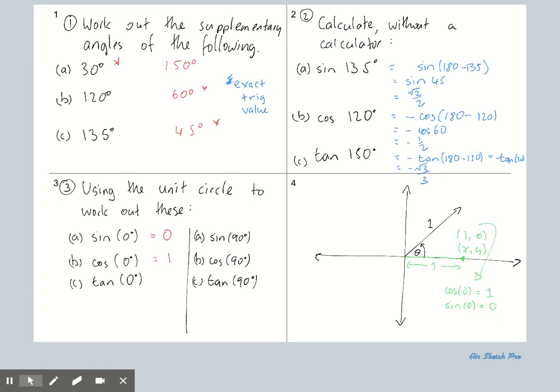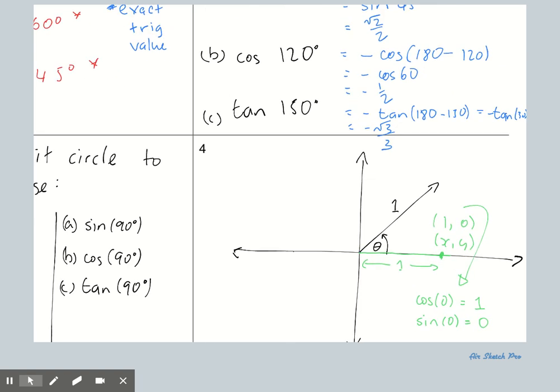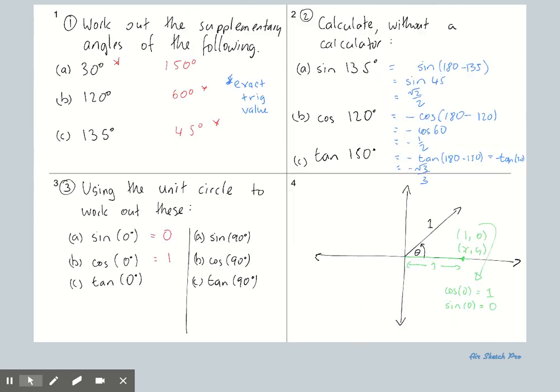That's one. The next one will be 90 degrees. I wonder how you went with that. Oh, sorry, beg your pardon. The tan would be the gradient, right? So the gradient is 0 rise for a run of 1, so the gradient is 0. So I can write 0 in here as well. Sine of 0 is 0. Cos of 0 is 1. Tan of 0 is 0. And again, all of it can be visualized from the unit circle. Good so far?